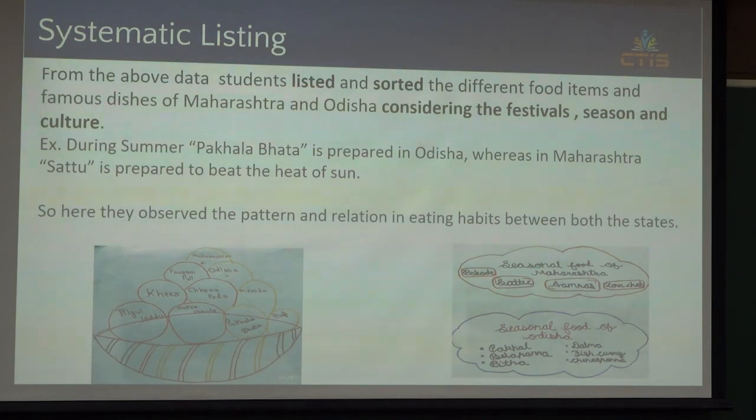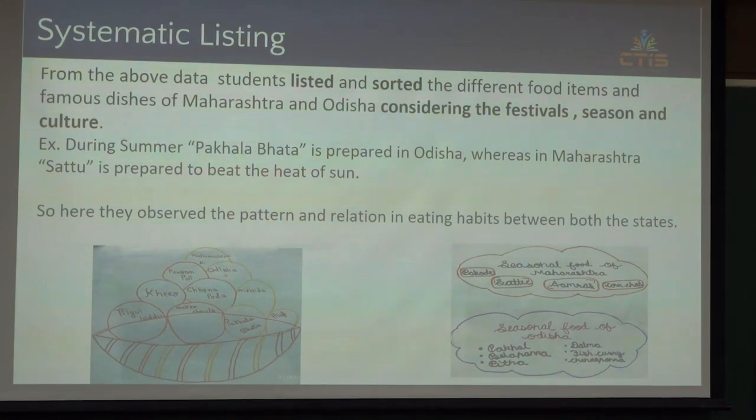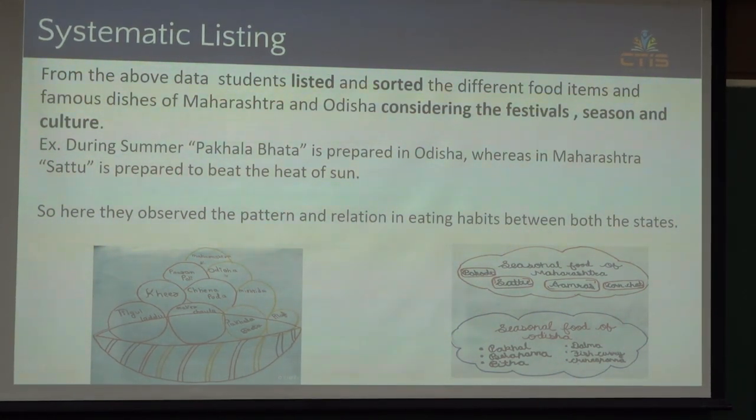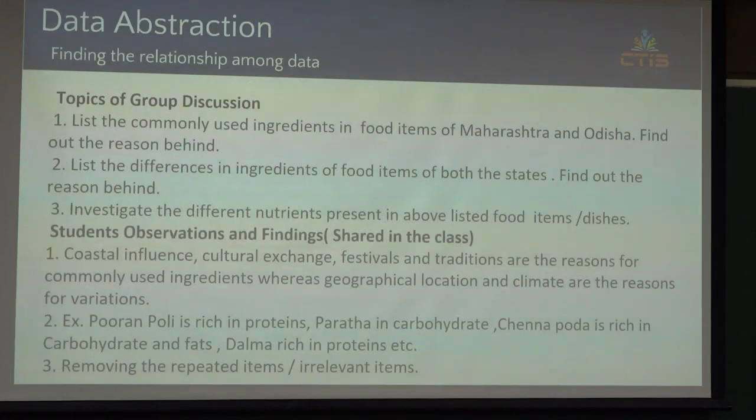For example, the traditional food of Maharashtra is Puran Poli and of Odisha is Chenna Poda. During summer, Pakhal Bhata is prepared in Odisha, while in Maharashtra, Sattu is prepared to beat the heat of the sun. So this is how they made the graphic organizers, and they sorted the dishes. Next.